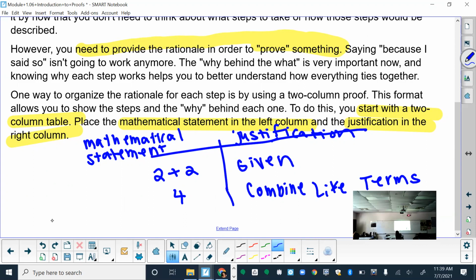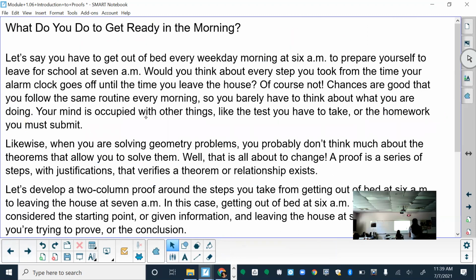All right. So the next page is an example for, say, you're getting ready in the morning. So like a real world example to show you proofs. All right, let's say you have to get out of bed every day at 6 a.m. to prepare yourself to leave for school. Would you think about every step you took from the time your alarm clock goes off until the time you leave your house? All right, normally, no, you don't think about every single step that you do because you probably have the same routine. So you don't really think about what you're doing.